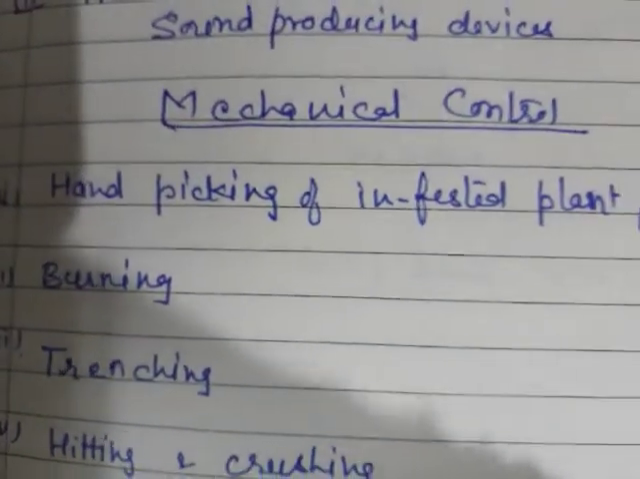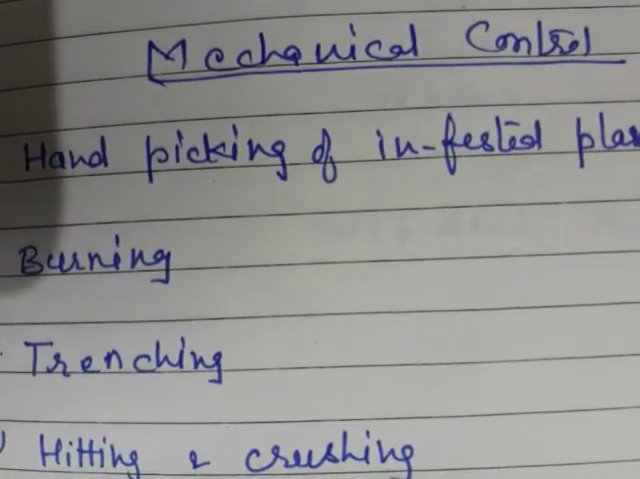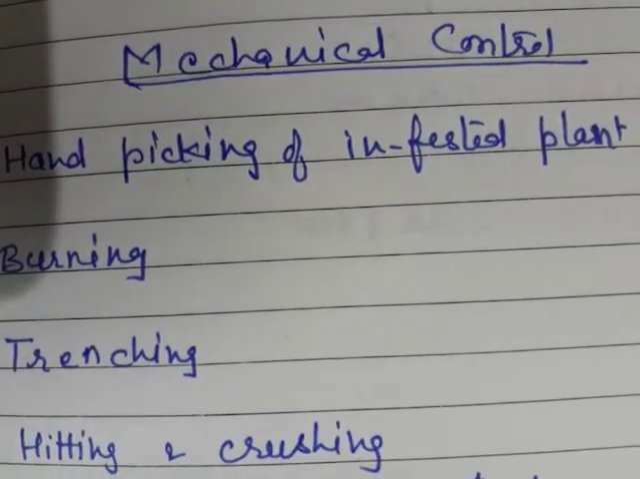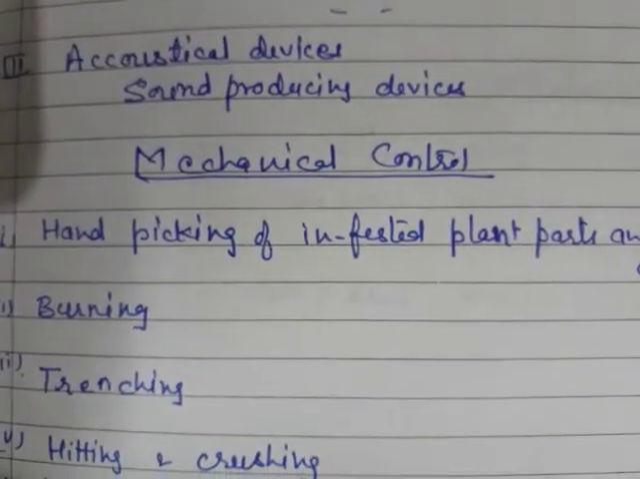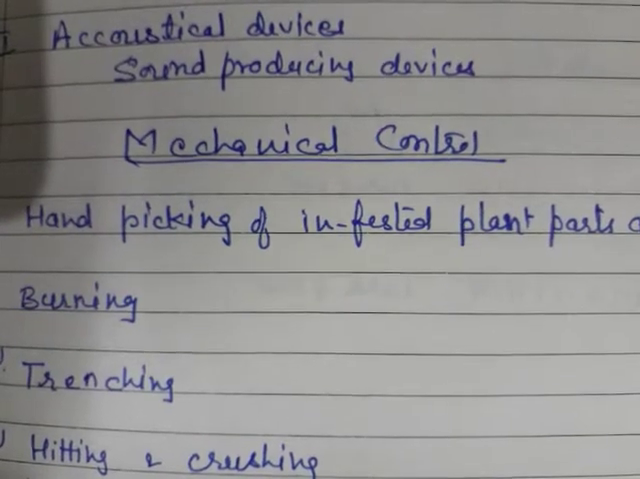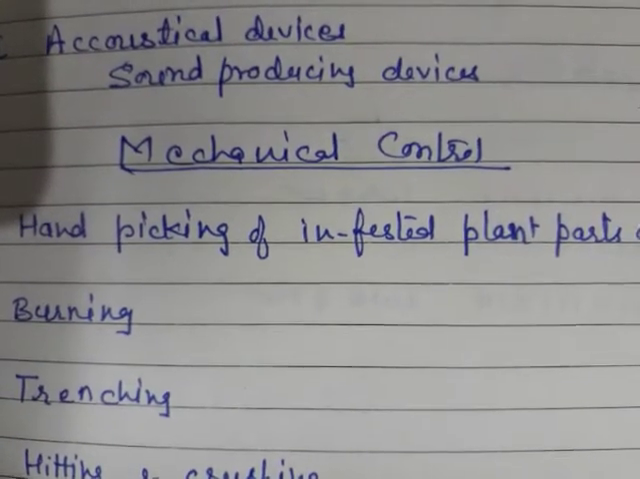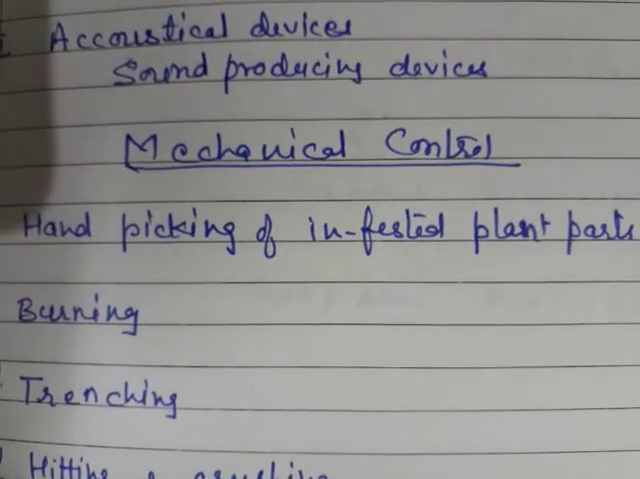Second is mechanical control. Mechanical control means hand picking of infested plant parts and their destruction. Handpicking of infested plant parts and insect pests is effective in controlling the insect pest.